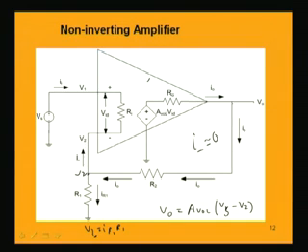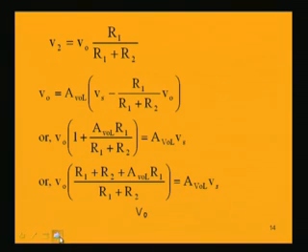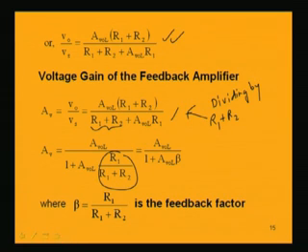The feedback factor means this is the resistive network from the output to input. If we consider the output to input network, that is this part of the circuit, we see that the output and input are connected by this network of R1 and R2 resistance. That is why this is known as the feedback factor R1 by R1 plus R2. Then we have another expression for this gain AV, which is given by AVOL by 1 plus AVOL into beta. R1 by R1 plus R2 is beta.